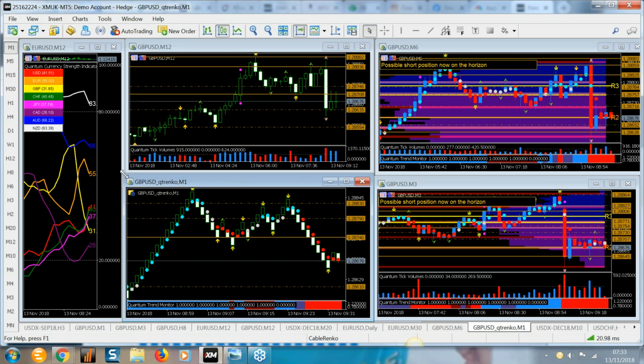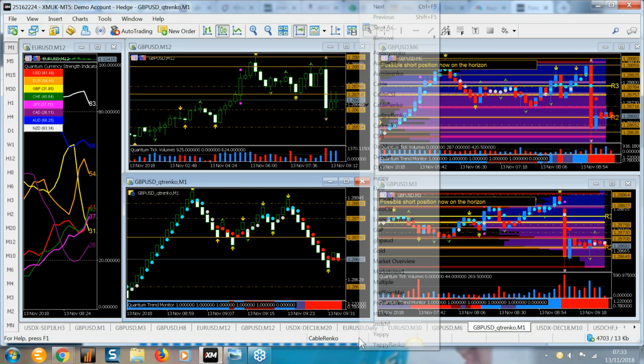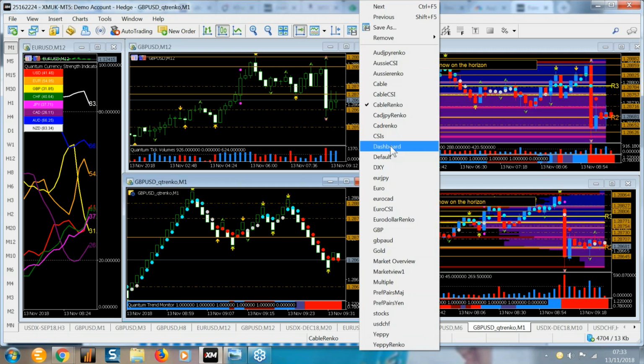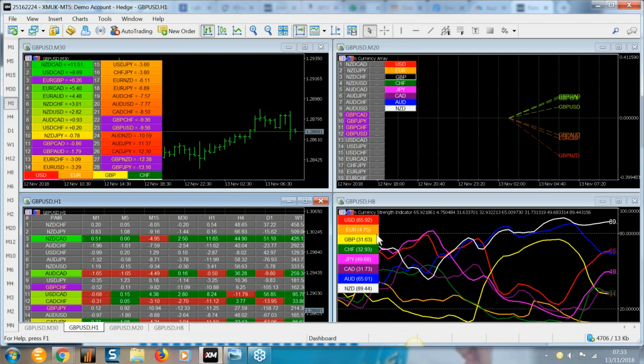Or that's it. Now that actually brings us nicely to another question that we had, and that is, we have developed what we call our currency dashboard. Not everybody has this. A lot of our traders just have maybe the CSI. This is made up of 4 indicators, where we have the currency strength indicator, we have a currency matrix, we have an array, and we have the heat map.